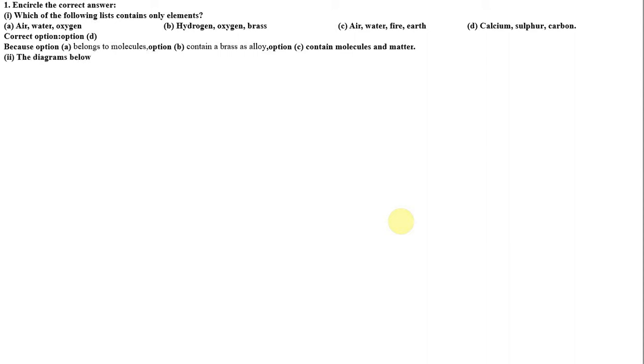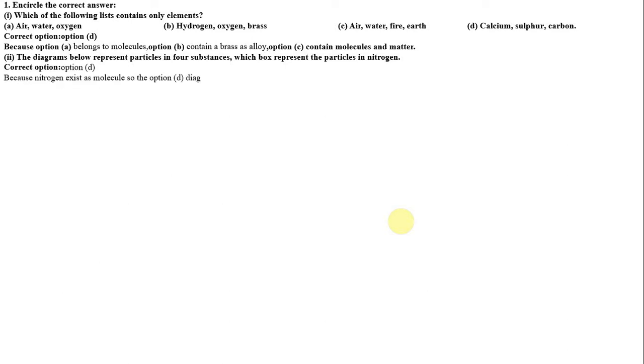2. The diagrams below represent particles in four substances. Which box represents the particles in nitrogen? The correct option is option D, because nitrogen exists as a molecule, so the option D diagram best represents the molecule.